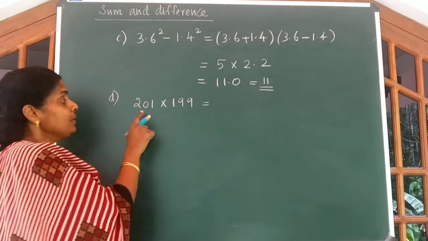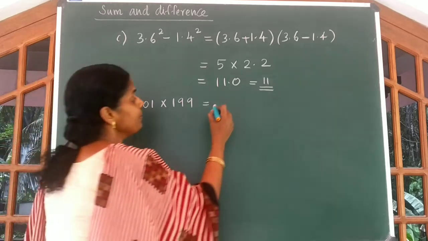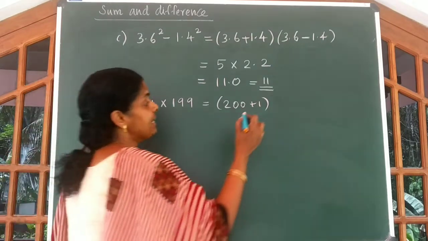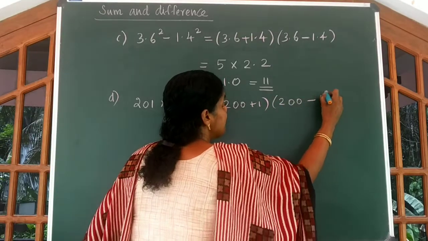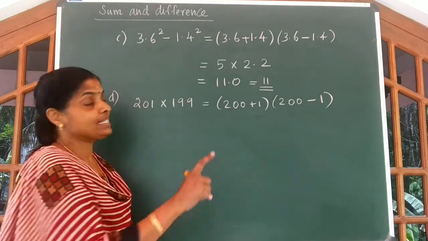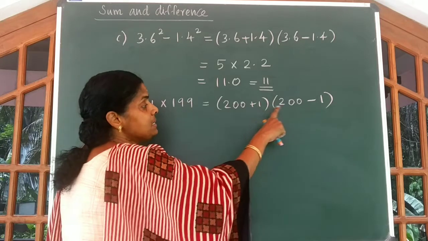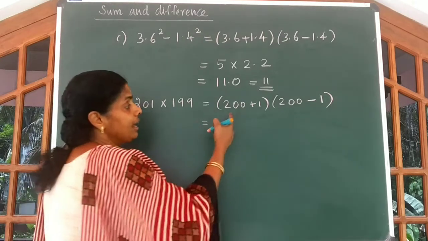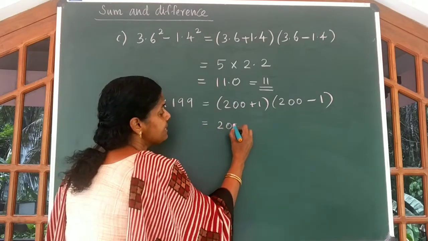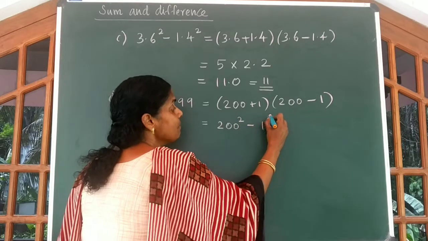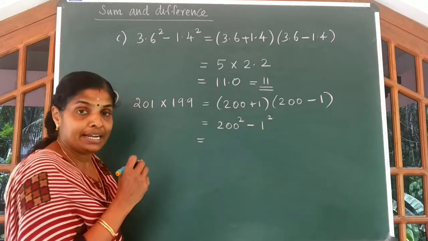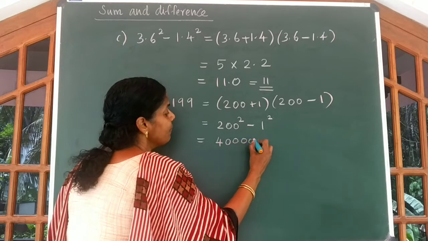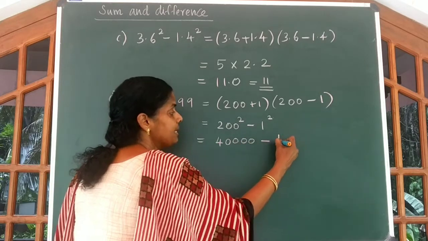Now you can write 201 to be equal to 200 plus 1. And what about 199? We can write it as 200 minus 1. Now again you can understand this is of the form (a plus b) into (a minus b), which is equal to a squared. The value of a is 200, so you get 200 squared minus 1 squared. That is, 200 squared gives you 40,000, 4 followed by 4 zeros, minus 1 squared, which is equal to 1.